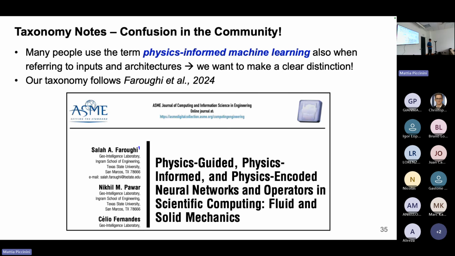That introduced exactly this taxonomy: physics-guided, informed, encoded neural networks. Their survey is specific to fluid and solid mechanics, but it doesn't matter. The taxonomy remains that, and we will follow it throughout the course. Okay, questions?